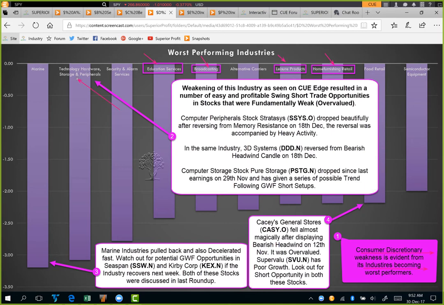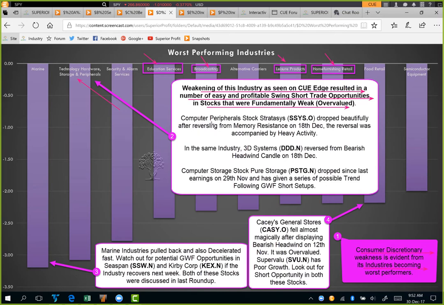Technology hardware, storage and peripherals is also one of the worst performers. Weakening of this industry as seen on QH had resulted in a number of easy and profitable swing short trade opportunities in stocks that were also fundamentally weak, overvalued.